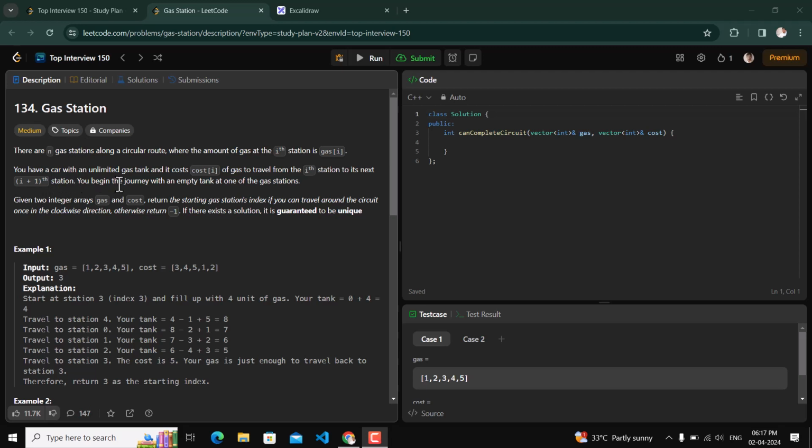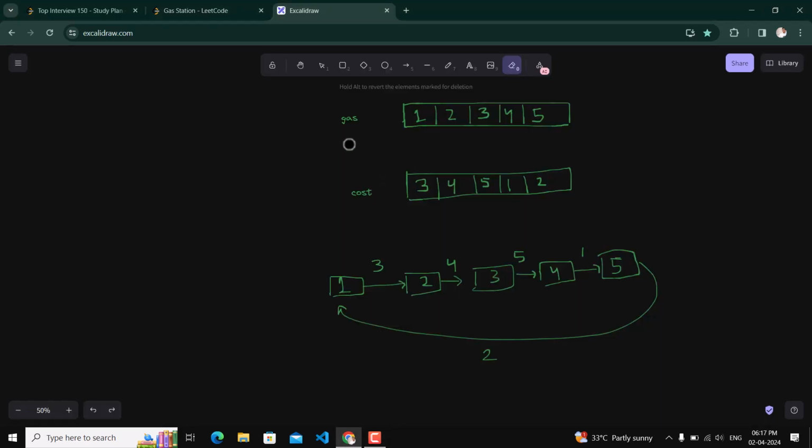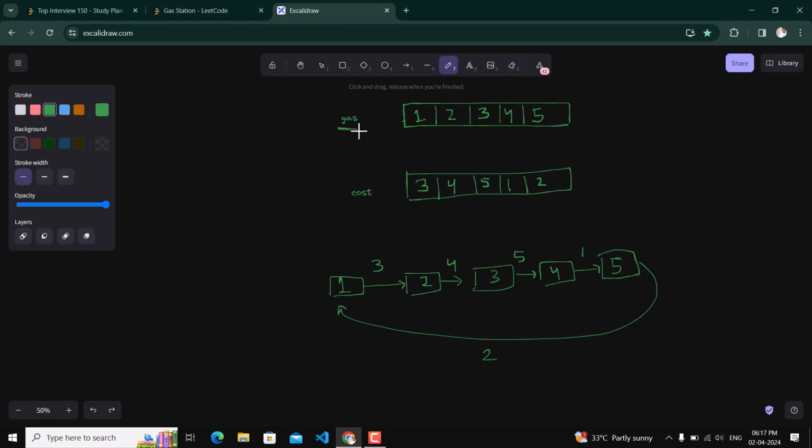You begin the journey with an empty tank at one of the gas stations. So we are given a gas array where the ith index indicates the amount of gas it has, and a cost array, which indicates the amount of gas required for moving from index i to i plus 1. At each station we are given an amount of gas a car can refill, and here it's given the cost for traveling to the i plus 1 index.